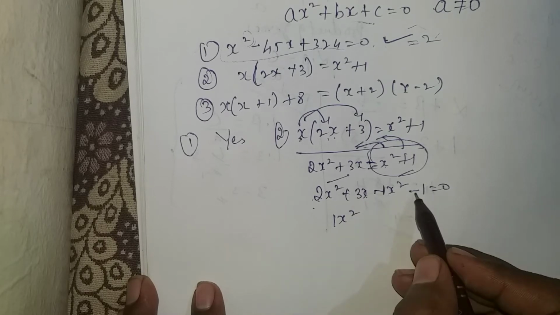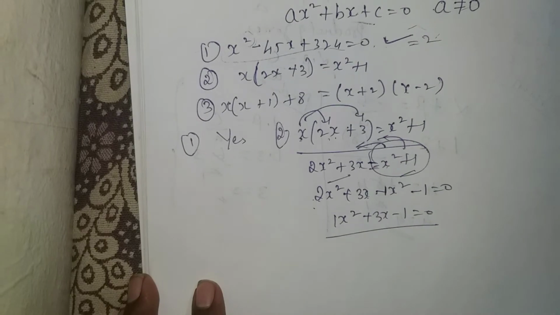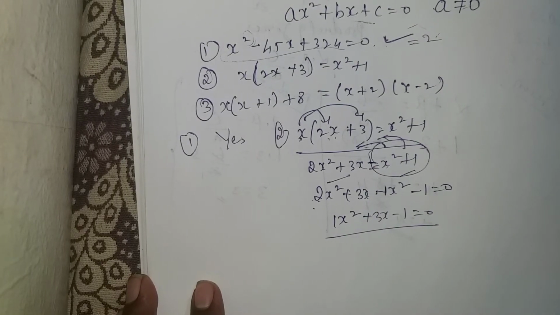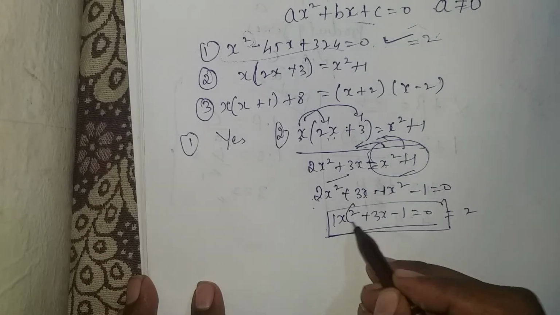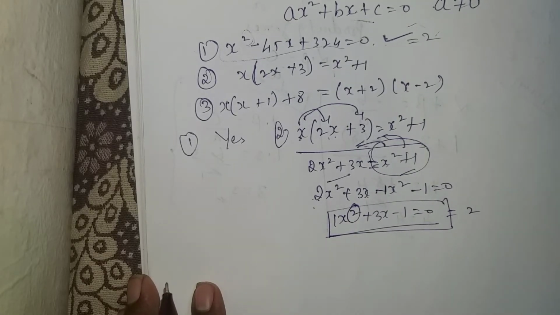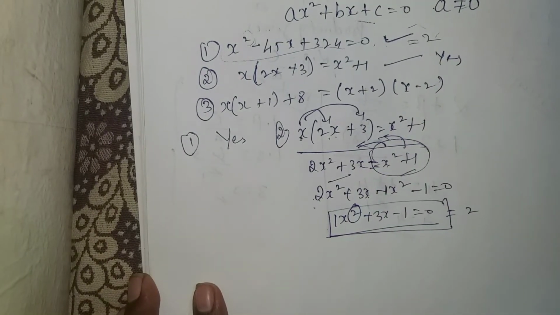So 3x minus 1 is equal to 0. It is a quadratic equation. Why is it a quadratic equation? The degree of the equation is 2. See, the highest degree of a quadratic equation is 2. Yes, the second one also is a quadratic equation.